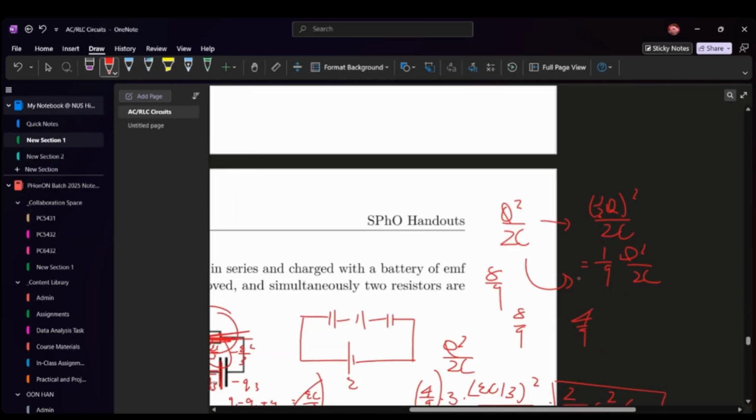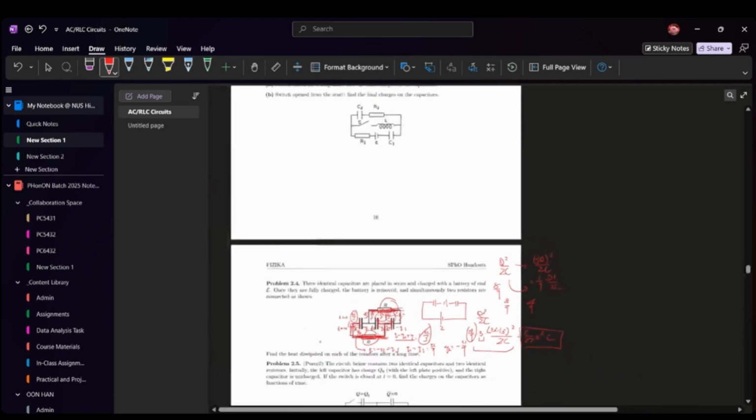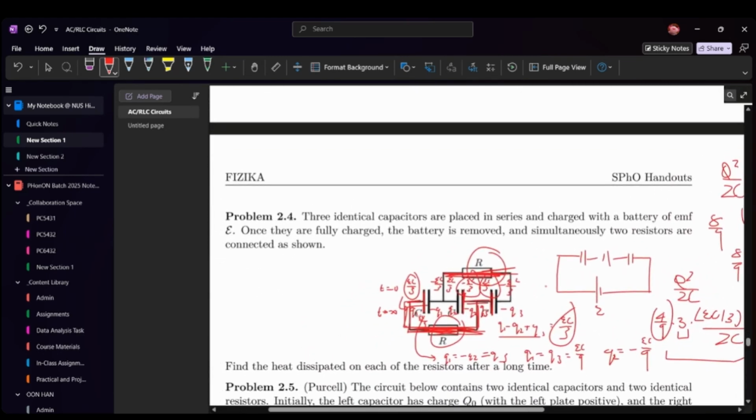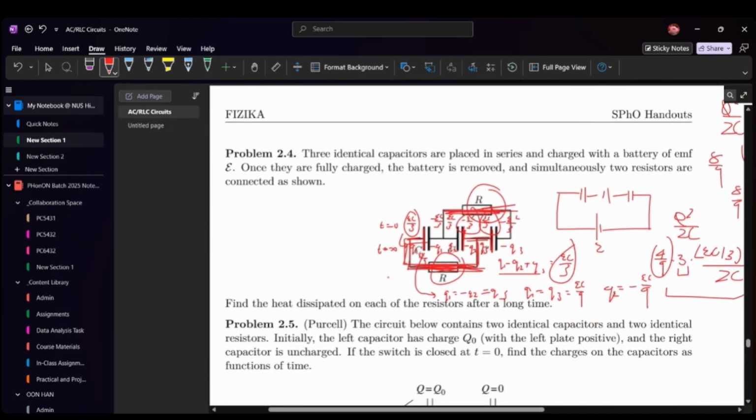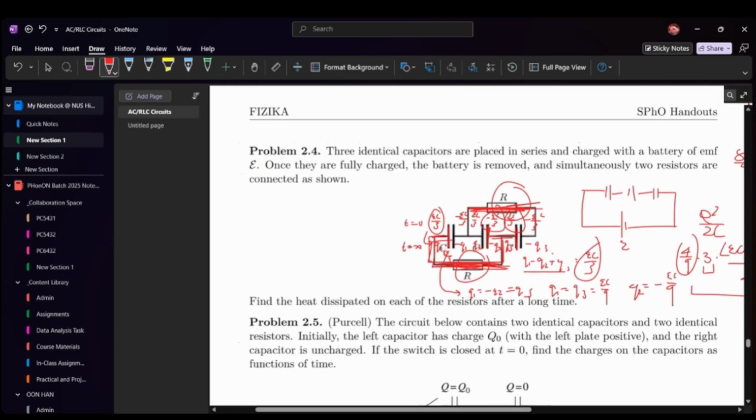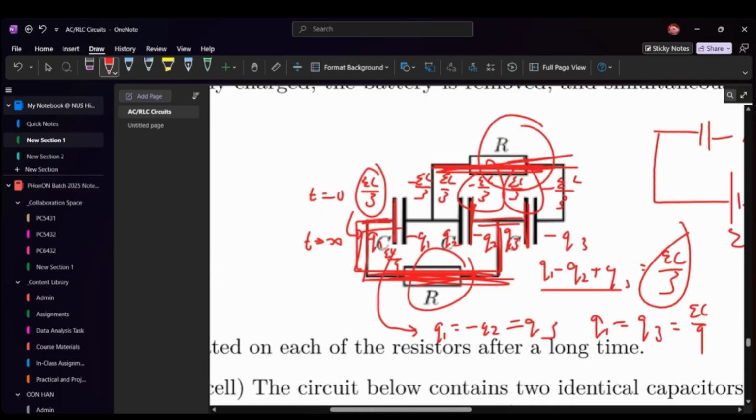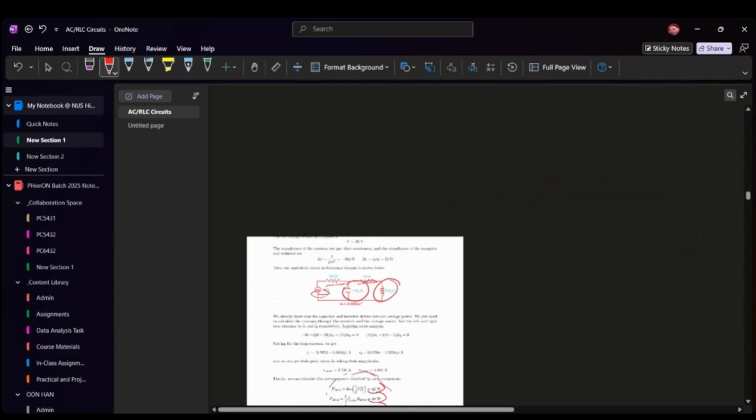Yeah, it's fine, but that's basically this question. This question doesn't actually involve much of what we taught today, but you just need to know how charge conservation and equipotential points work.